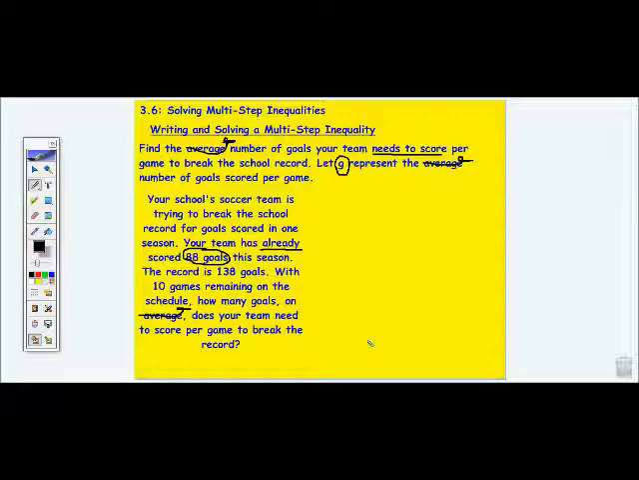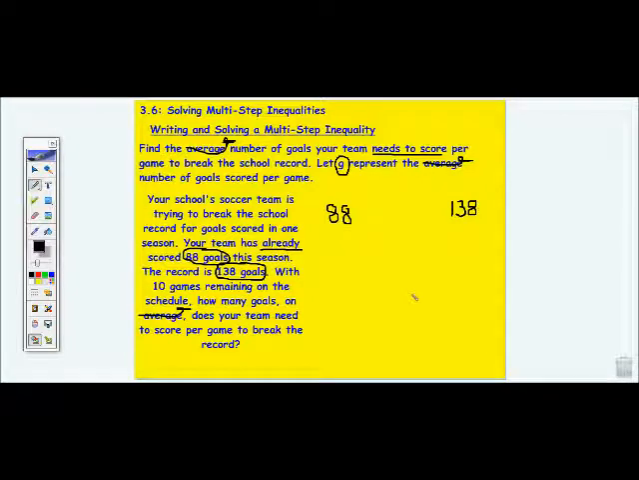I am going to have a constant term. I am going to have a variable. So a constant term is something we already know that cannot be changed. We have two constant terms in our information here. We have that our team has already scored 88 goals. And this is the information we're working with. And we know that the record that we're trying to get to is 138. Those are our constant terms.